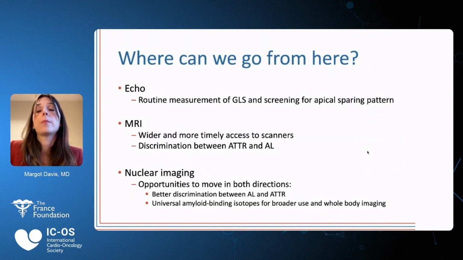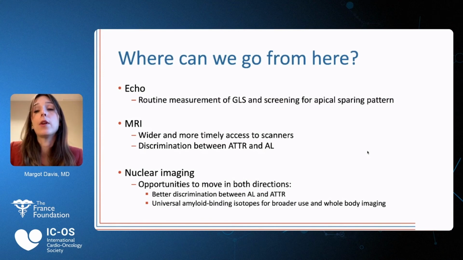So where can we go from here? Where are the pitfalls? Where are the limitations of each of these modalities? Well, in echo, at least in our center, the biggest problem is just having GLS routinely done in patients. The tool is only useful if it's used. And I think other centers have struggled with this as well, getting routine measurement of strain and screening for that apical sparing pattern in patients who have increased wall thickness on their 2D echoes.